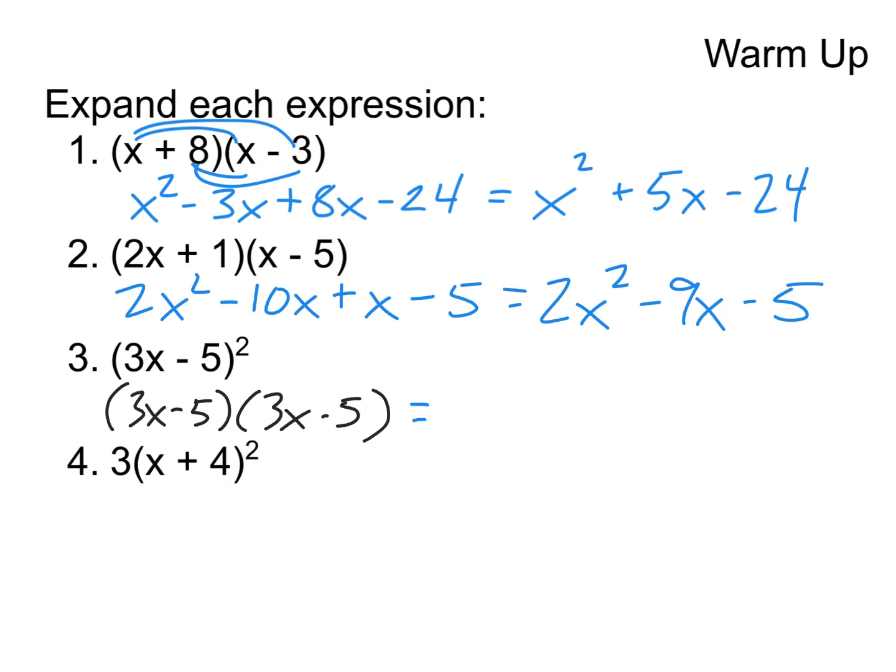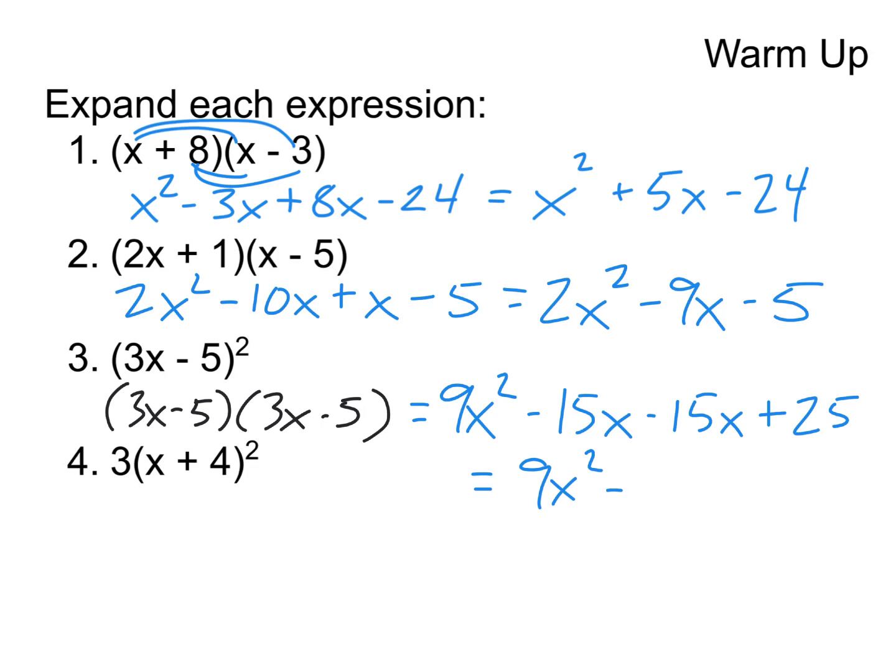And so when we do that, we're going to end up with 3x times 3x, which is 9x squared. 3x times minus 5 is minus 15x. Minus 5 times 3x is another minus 15x. And then negative 5 times negative 5 is a positive 25. And then once again, yes, we do need to combine the like terms. So our final answer here ends up being 9x squared minus 30x plus 25.